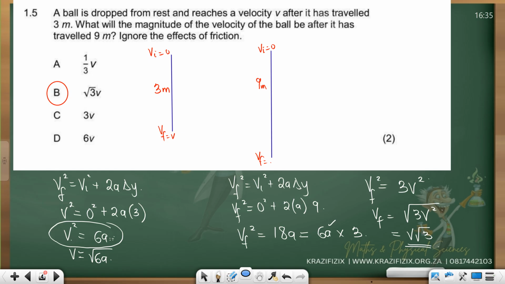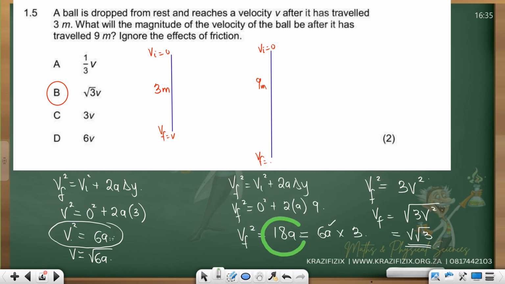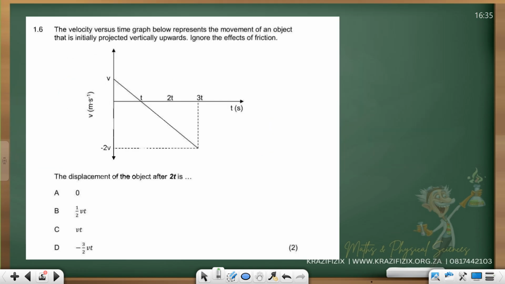All right. So I quickly saw that here I have 18A, but I need to bring this guy in because I see that all my answers are in V. So what is V squared? V squared is 6A. So I broke this down and said 6A times 3, and 6A is V squared. So it's 3V squared. Found the square root, and that is how we get our multiple choice answer.